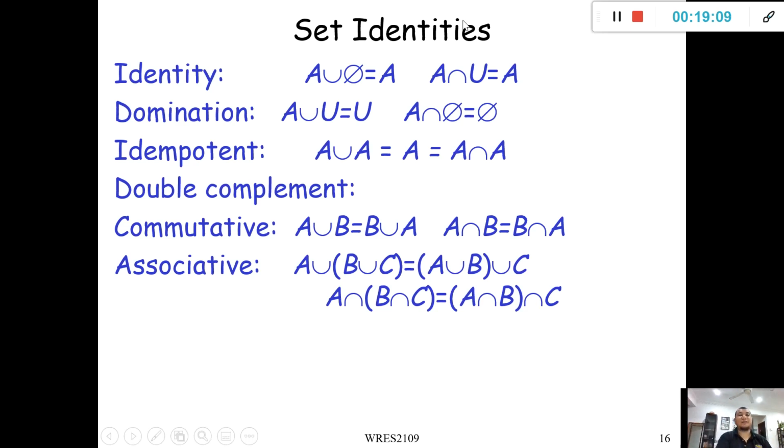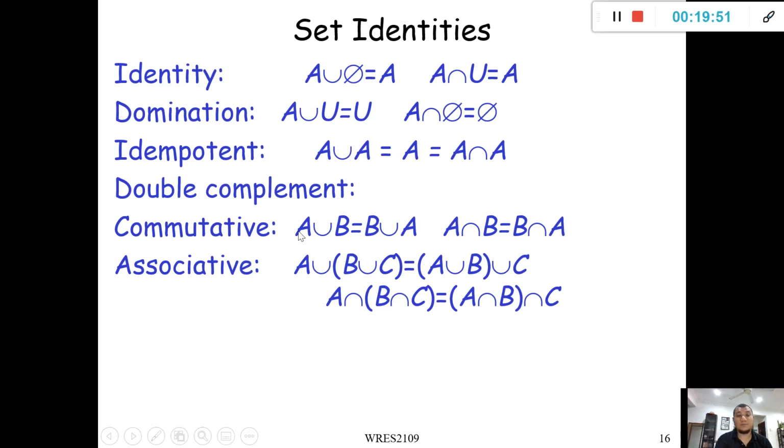So this is identity. A union null is equal to A; A intersection with U is A. Domination: A union U is U. A intersection null is null. Idempotent is like whatever you do, however many times you repeat the process, it yields the same result, like multiplying with 0. Regardless of how many times you multiply a number with 0, you will get the same result. So A union A is equal to A, and equal to A intersection A. This is idempotent.